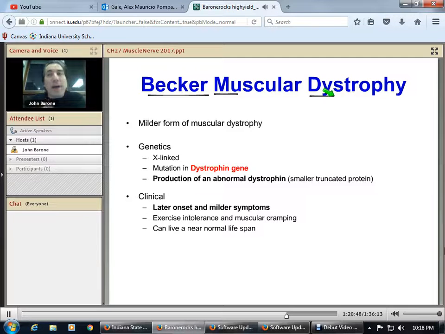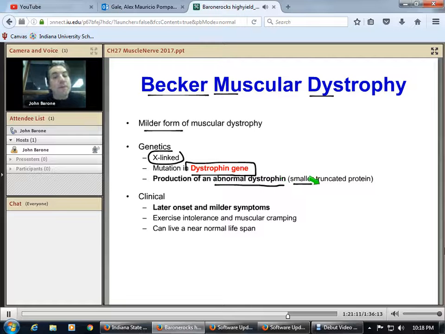Now, let's talk about a disease that's better. Becker's is better. It's still muscular dystrophy, but it's a milder form, so it's less common, unfortunately, and it's less severe. It's the same X chromosome because it's the same dystrophin gene. It's exactly the same. It's boys. So why is it better?